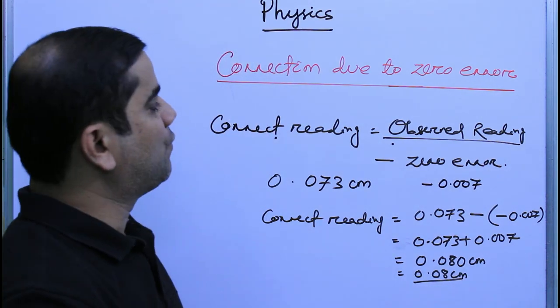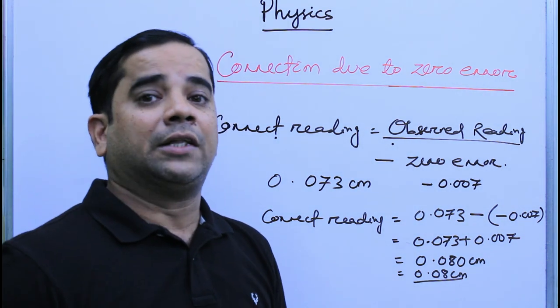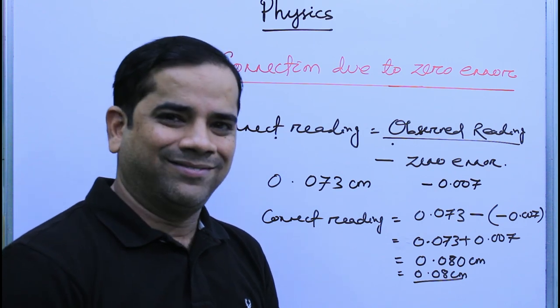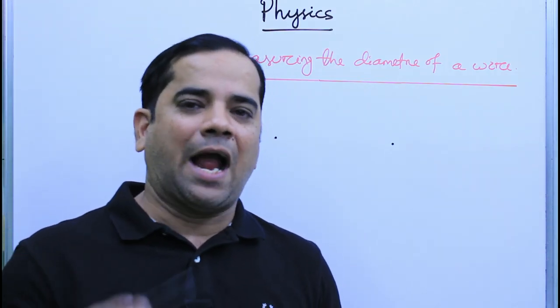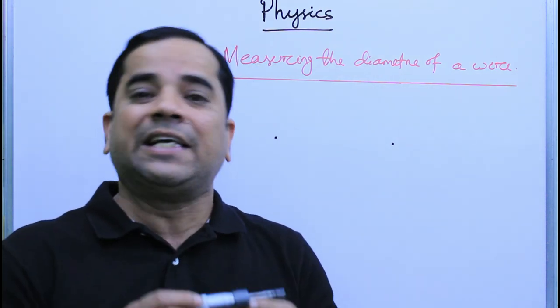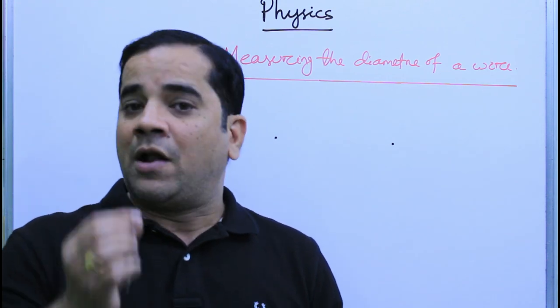Okay, in this way we can find the correct reading. Now, let us find out the diameter of a wire using the screw gauge. Students, let us now find the diameter of this wire using this screw gauge. This screw gauge is free from zero error. So, how to find out the diameter?